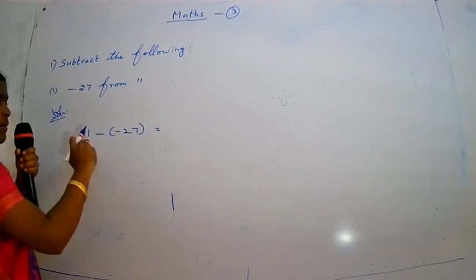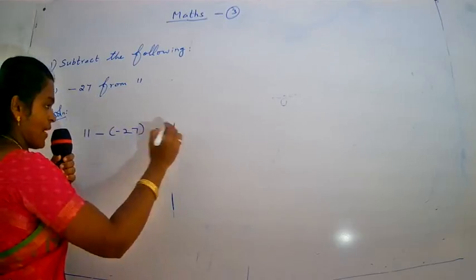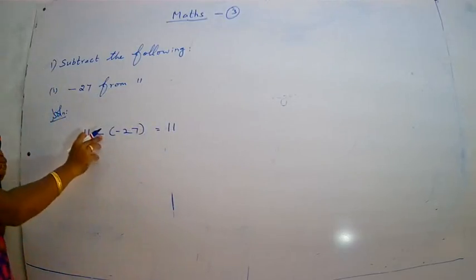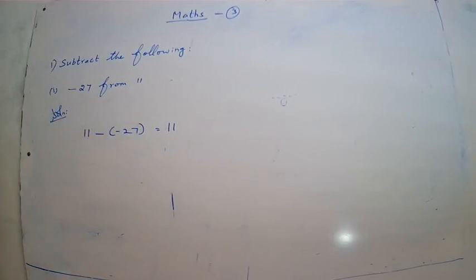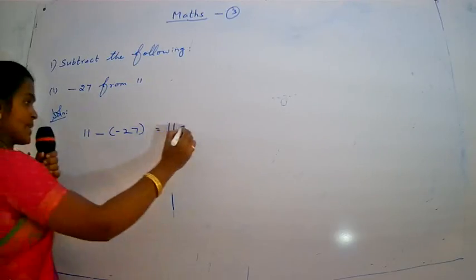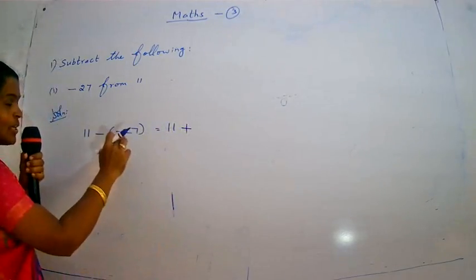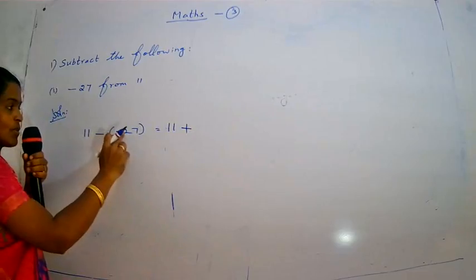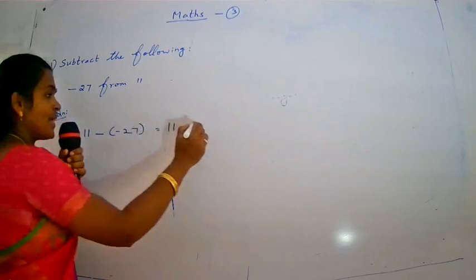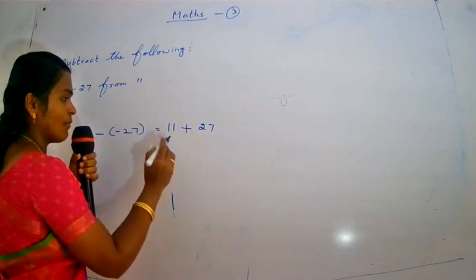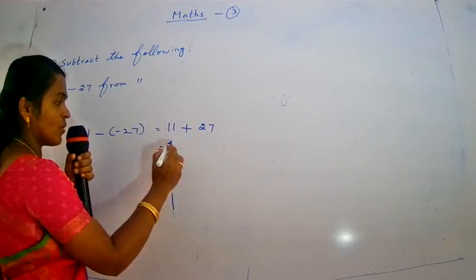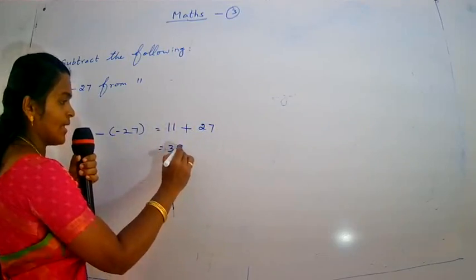So now, 11. Now you change subtraction into addition. Yes or no? So plus, at that time you put the additive inverse. What is the additive inverse of minus 27? Plus 27. So 11 plus 27 is equal to, your answer is 38.